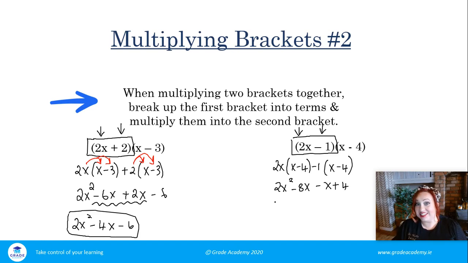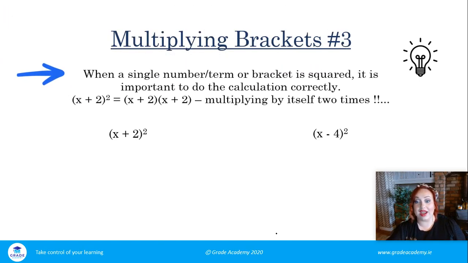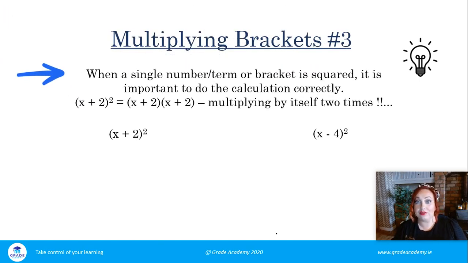Again, you are searching to see, can you simplify down? So we can. If we look at our x's, they are similar. So we get minus 9x there and plus 4. Okay, so again, here is another different type of multiplying out bracket. So this is the third one and the final one that we're going to look at in this lesson.